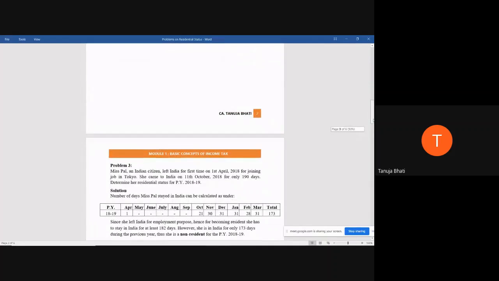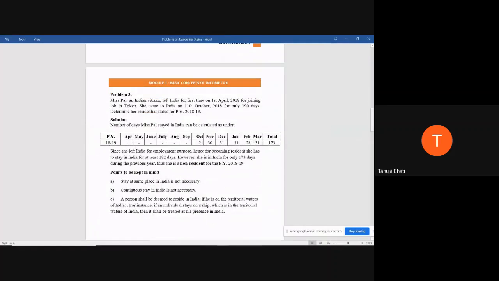Okay. Now let us go to problem number 3. Miss Pal, an Indian citizen, left India for the first time on 1st April 2018 for joining a job in Tokyo. She came to India on 11th October 2018 and stayed only for 190 days. Determine her residential status for previous year 18-19.